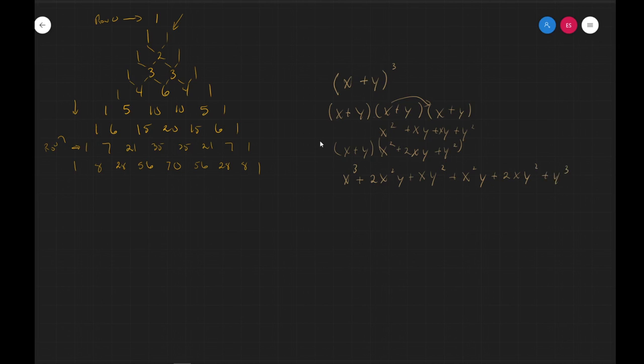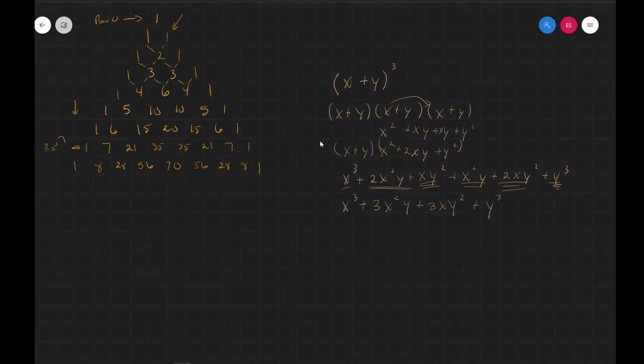Okay, and then if we combine like terms here, we have x cubed. That's all of our x cubed terms. And now let's find all of our x squared y terms. Here we have an x squared y as well. So that's 3x squared y plus, let's find our xy squared terms. We have 3 xy squared terms, plus, and this is our only y cubed term, plus y cubed.